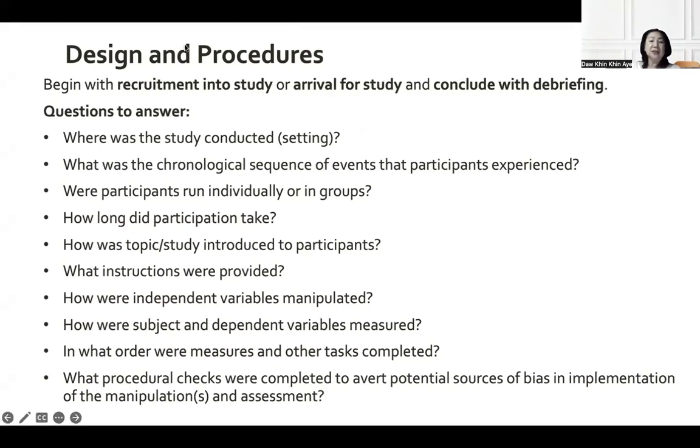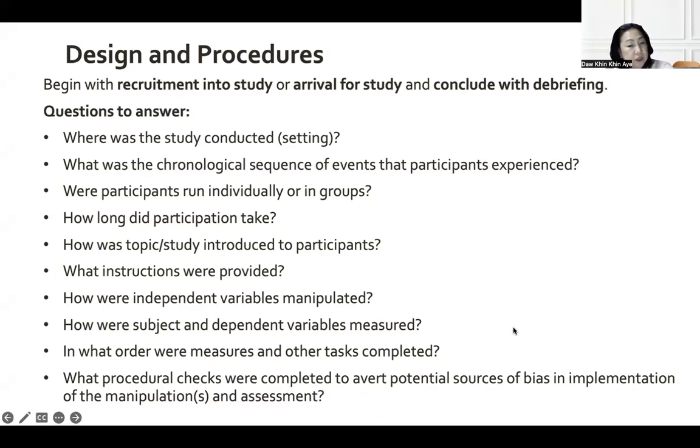Where was the study conducted? In what setting? What was the chronological sequence of events that participants experienced, even if it's experimental research, even if it's in the lab, right? What kind of mental condition they have, etc. What are the things that they are asked to do, etc. Were participants run individually or in groups? Sometimes we have that. Whenever we have the interview, it can be a one-to-one interview or it can be a focus group interview. That's why whether it's individual or in a group.